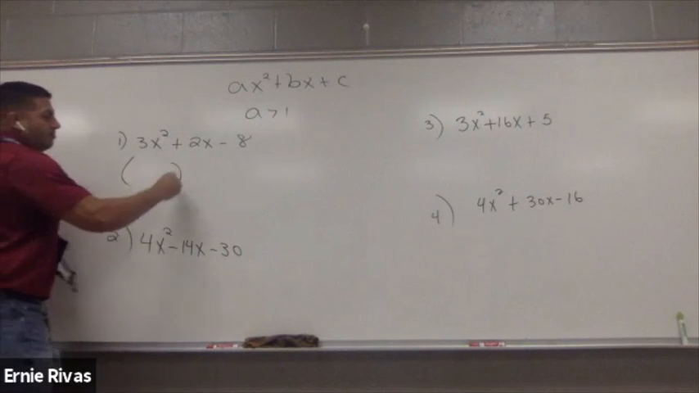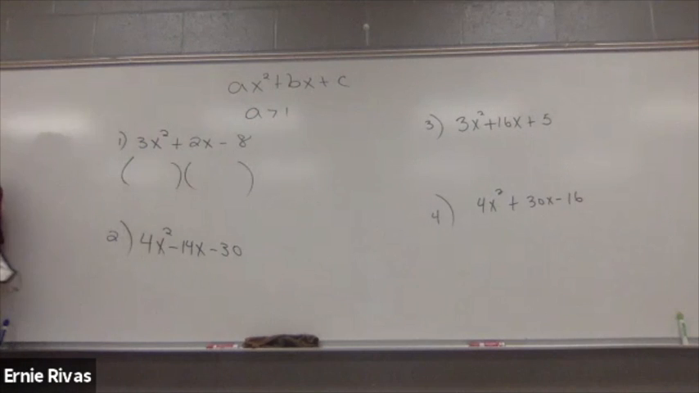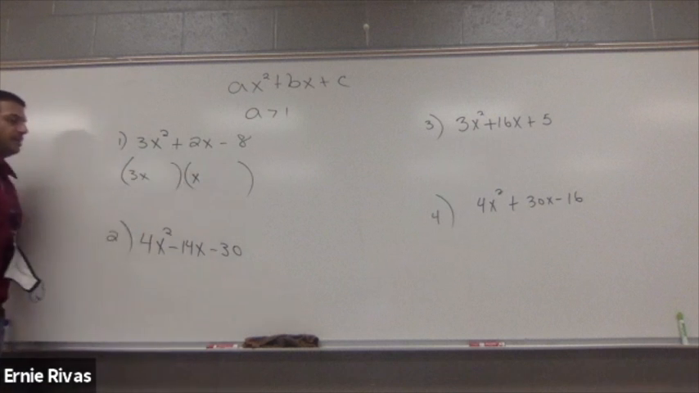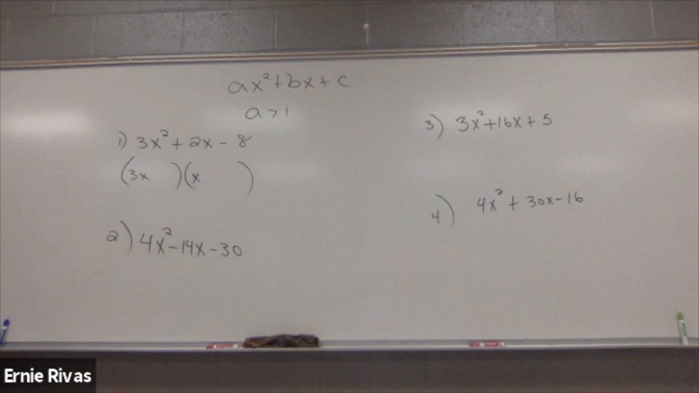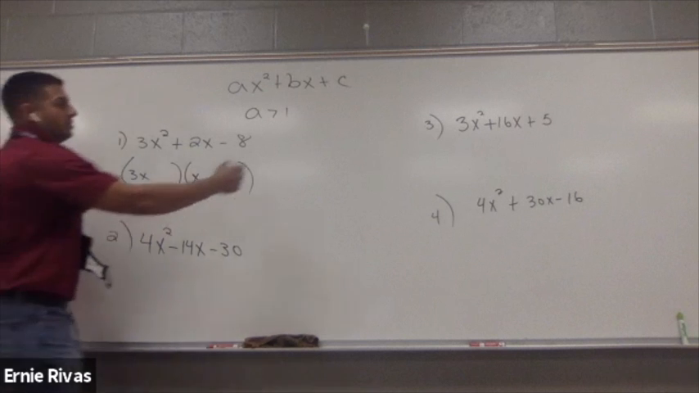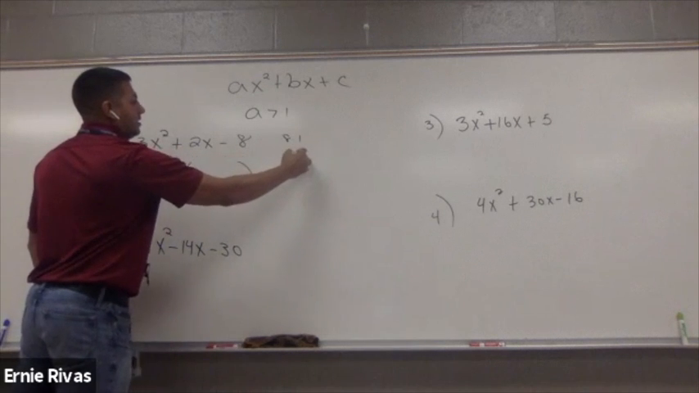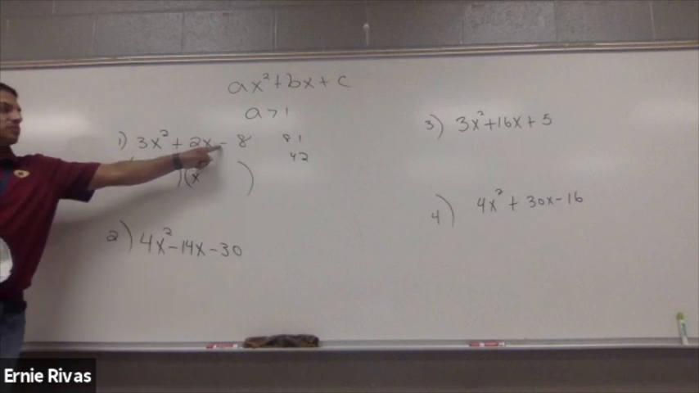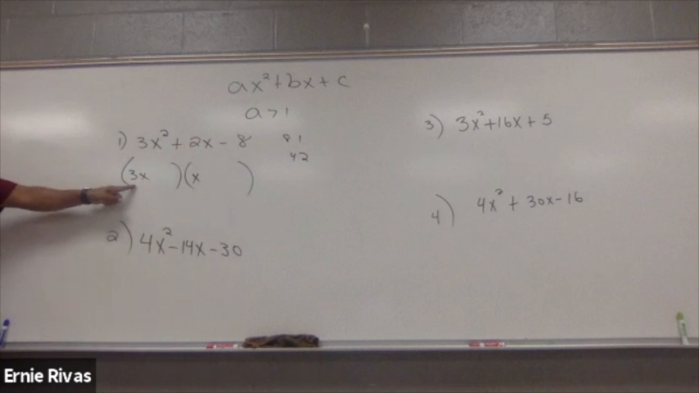So, is there a greatest common factor? No, 3, 2, and 8 do not have a common factor besides 1. So we can go ahead and say 3x and x. Now 8. How many different factors of 8 are there? 8 and 1 and 4 and 2, right? So now we're looking for a combination that will subtract and give us 2 after we multiply one of them by 3. So what did you guys figure out?